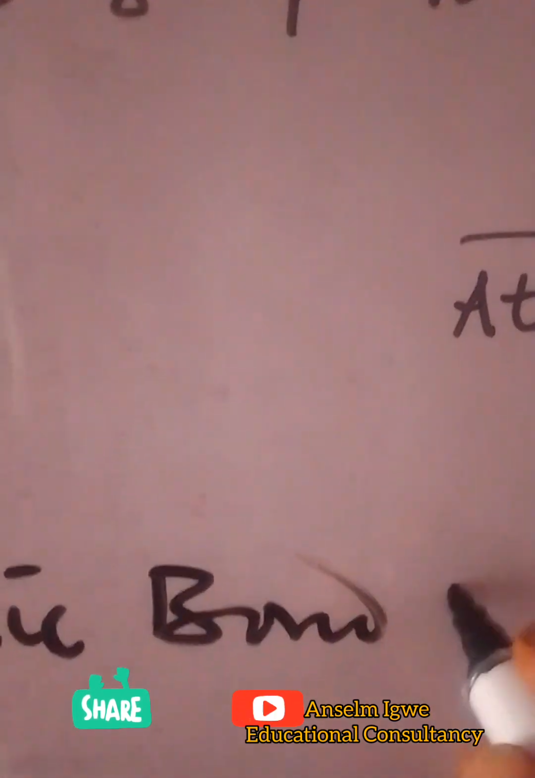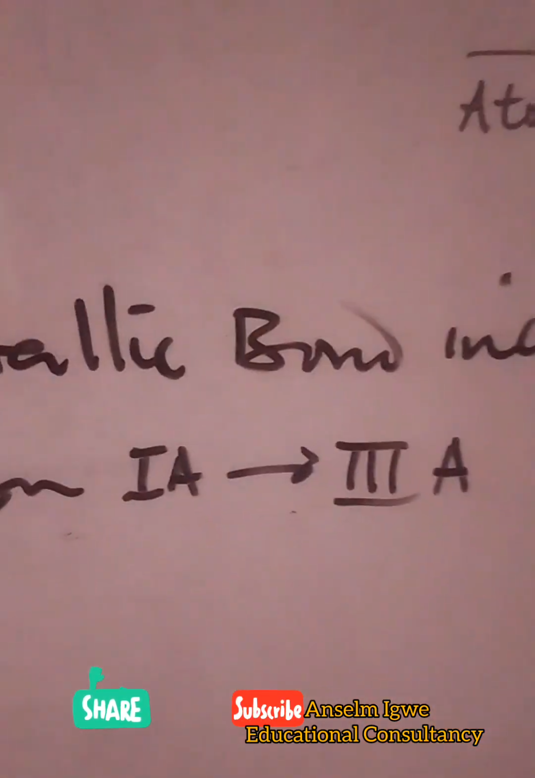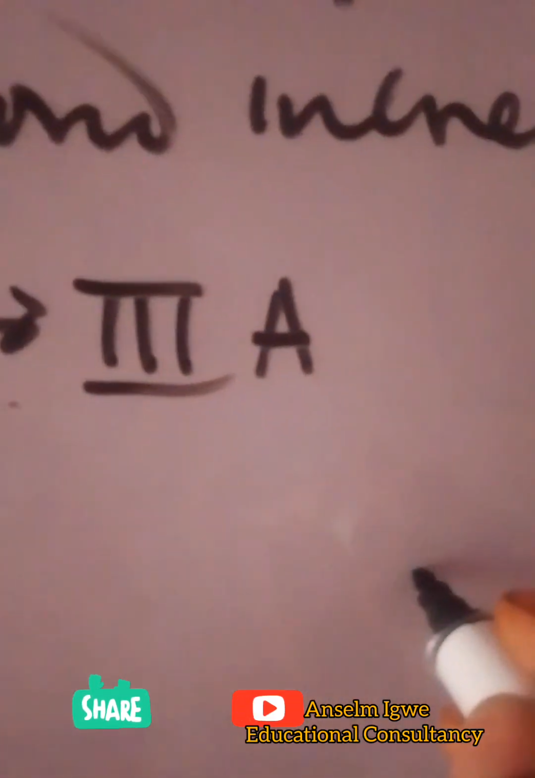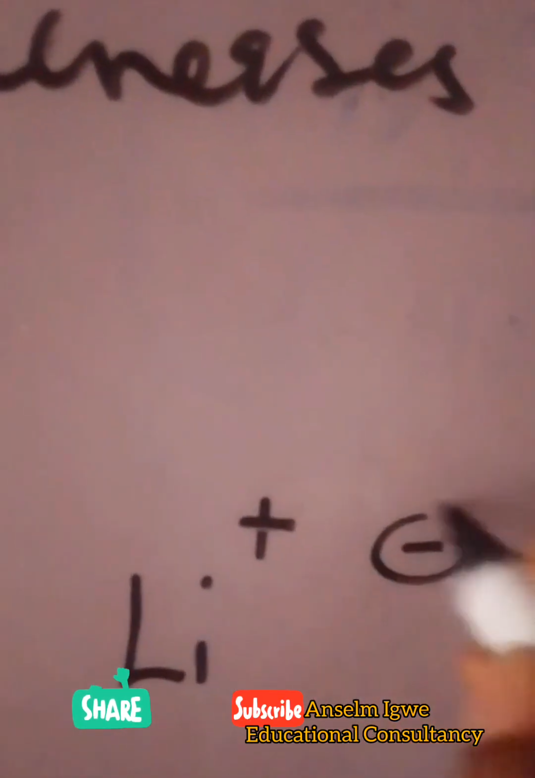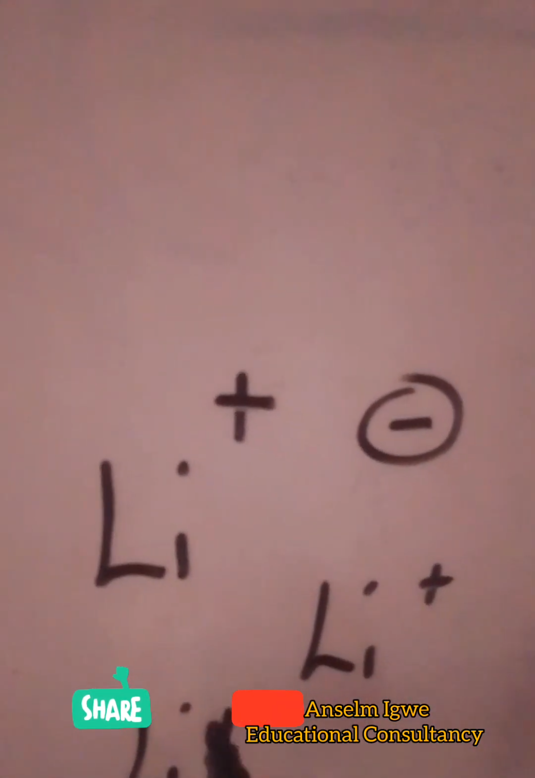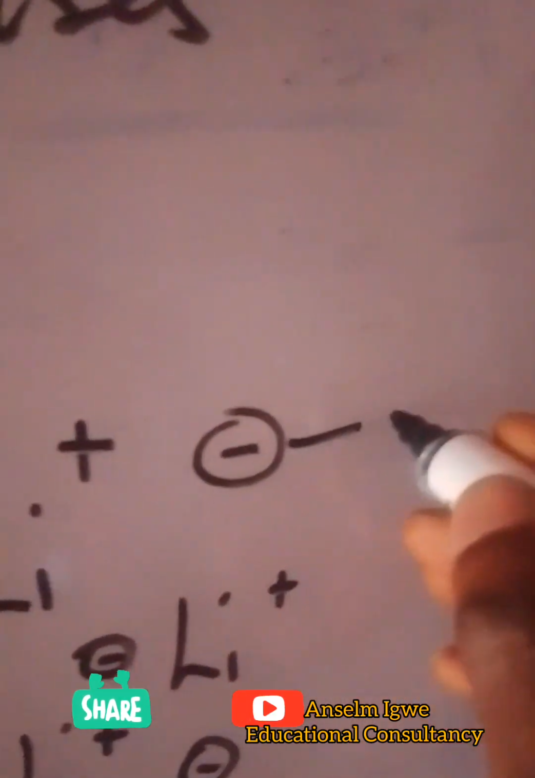Metallic bond increases from group 1A to group 3A. What is metallic bond? In their structure, let me take lithium for instance. Lithium exists as positively charged ions and negatively charged electrons moving around them. We have different lithium atoms in a lithium particle, and we have different electrons flowing around them. These electrons are called free electrons.